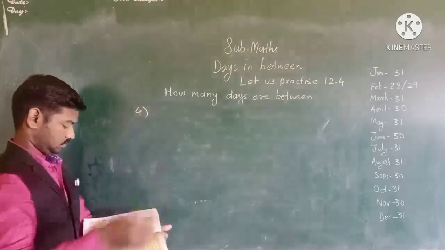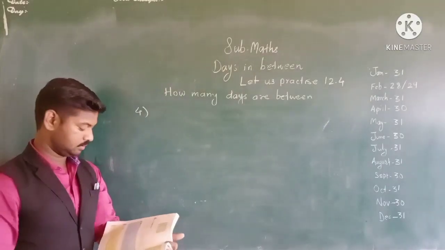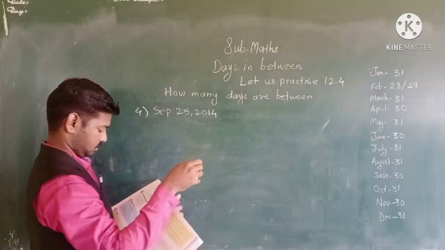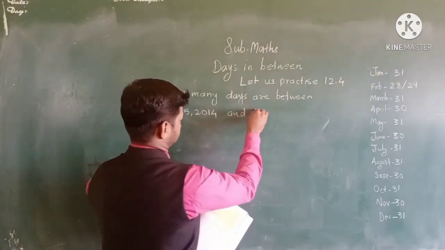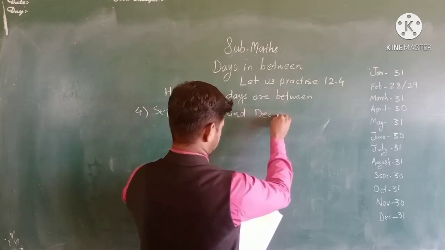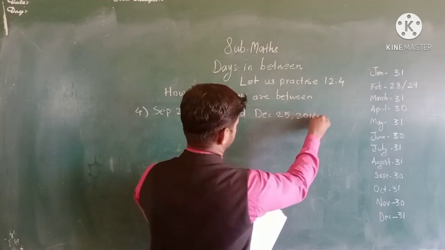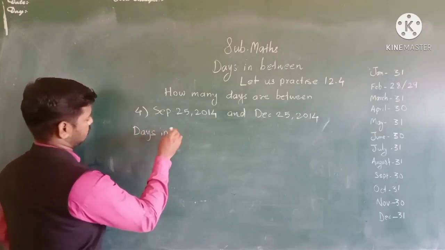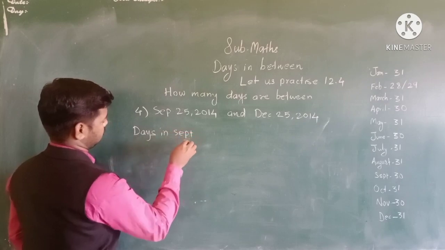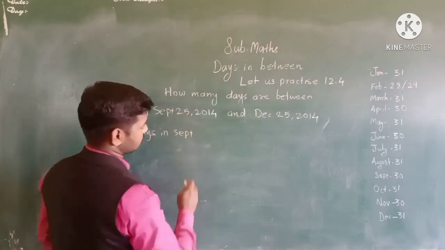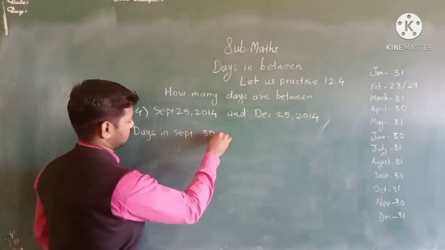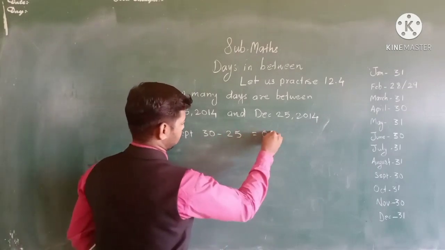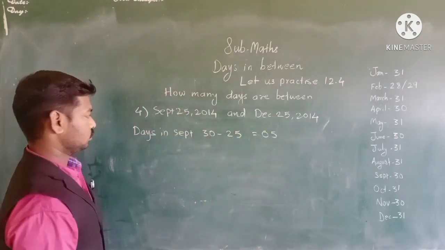Number 4, September 25, 2014 and December 25, 2014. Okay, so first you write date in September. Okay, so total September how many days are there? 30 minus 25. 30 minus 25, it will be 5.